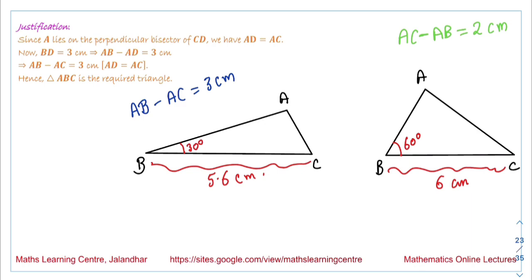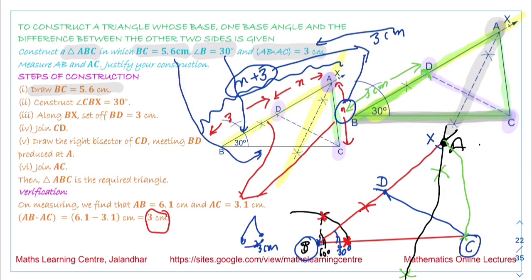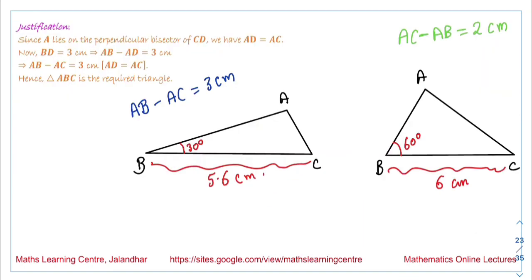Rest of the things that we have already drawn in the given way: BC is 5.6 centimeters, angle B is 30 degrees, and the difference of these two sides is 3 centimeters. Now in this question we are given that this side BC is 5.6 centimeters. Then we were given that this angle CBA, this angle at B, is 30 degrees, and the difference of the sides is given to us as AB minus AC, which is 3 centimeters.